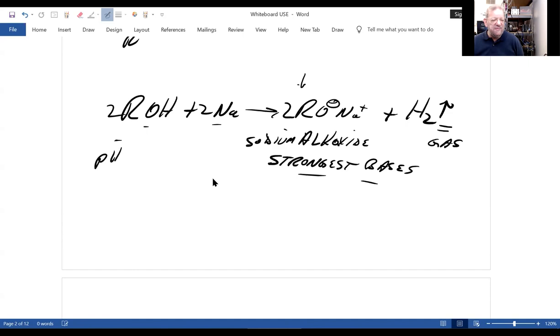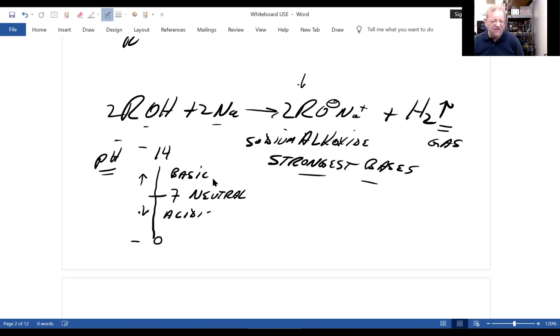Now, how do you know if something's an acid or a strong base? I hope you all remember pH. pH is a measure of how acidic or basic it is. And the pH scale goes from 0 to 14. In the middle is 7. At 7, you have a neutral solution or neutral pH. Above 7, it's basic. Below 7, it's acidic. And this you should have had in general chemistry, but quick review.